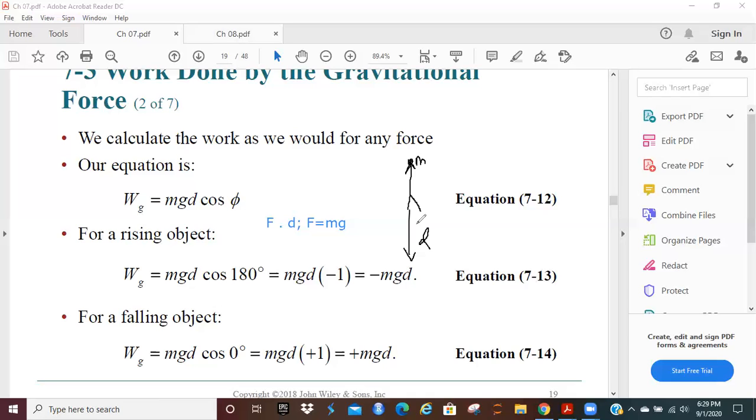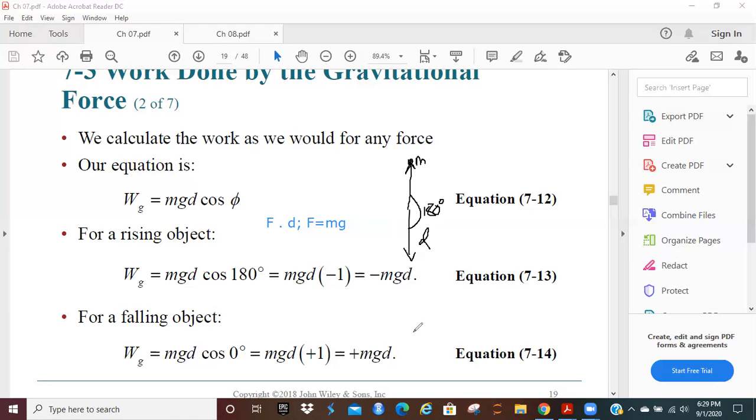So the angle from here to here is going to be 180 degrees. When you put that in here, cosine of 180 degrees ends up being -1. So for a rising object, the work done by gravity is going to be negative, and it's going to be mgd.